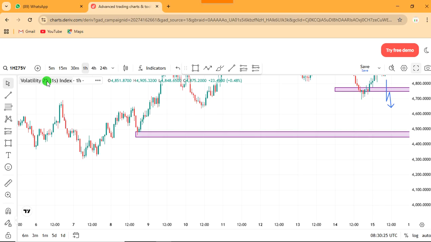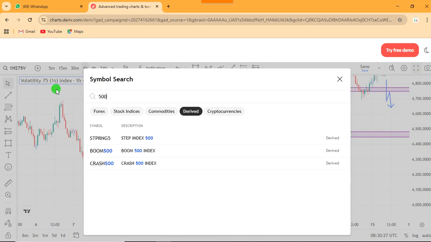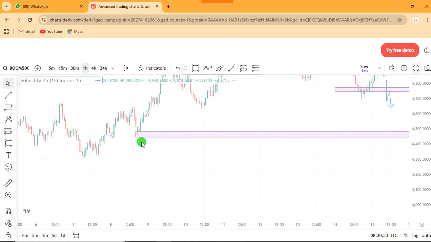So let's go to Boom 500. For Boom 500, I'm currently in a long trade on Boom 500.